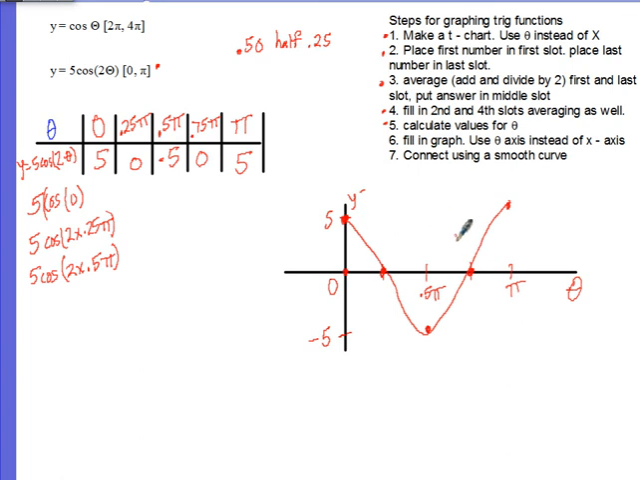You were supposed to change your calculator into radian mode. I kind of forgot to tell you that. You should see that on your assessment. So let's go back.